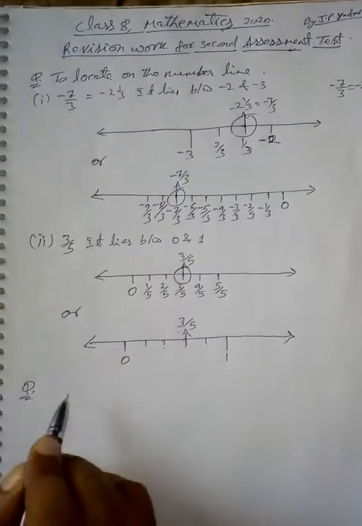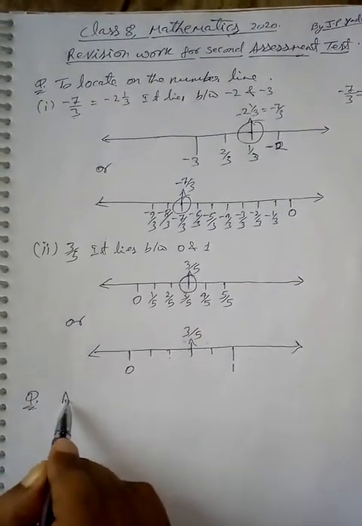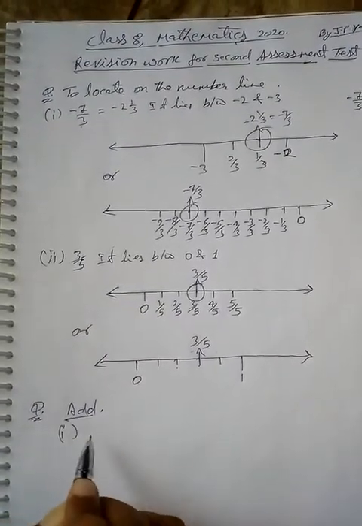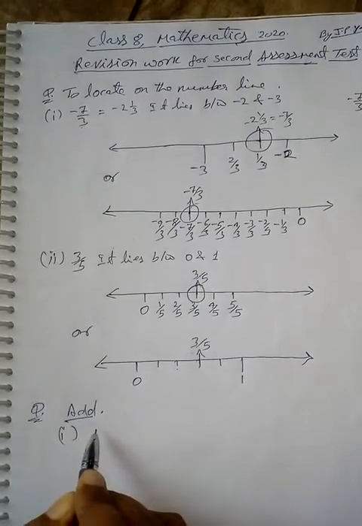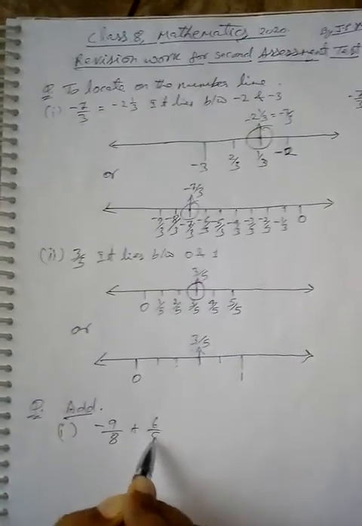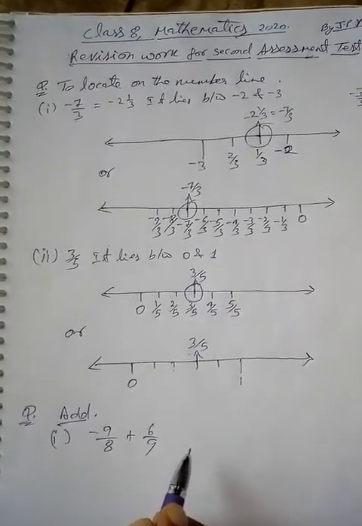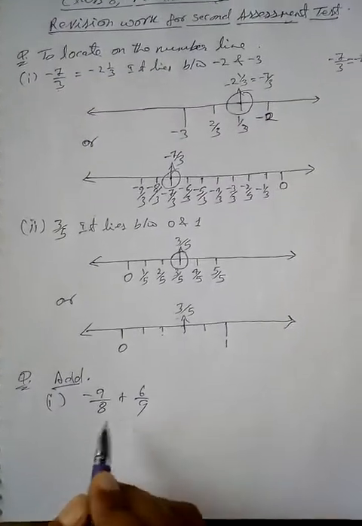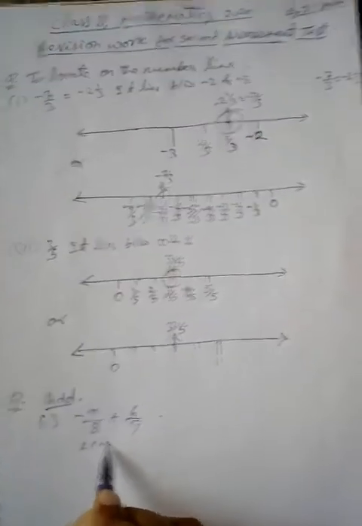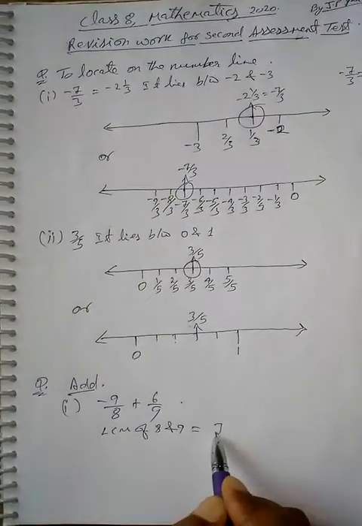Next question. Suppose you are given to add or subtract. Suppose add first. Minus 9 by 8 plus 6 by 9. How will we add? We can add it by taking the LCM of these two fractions. Look here. First take the LCM of 8 and 9. That is equal to 72.